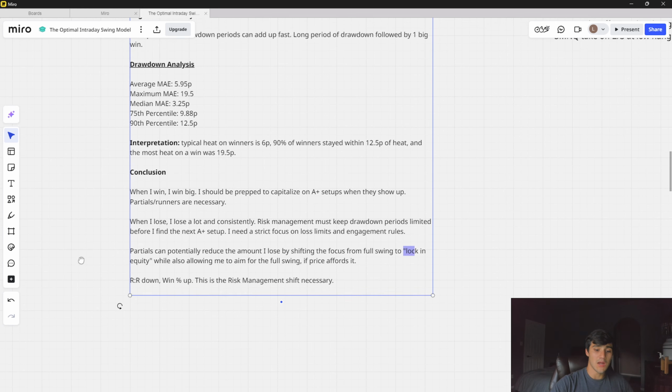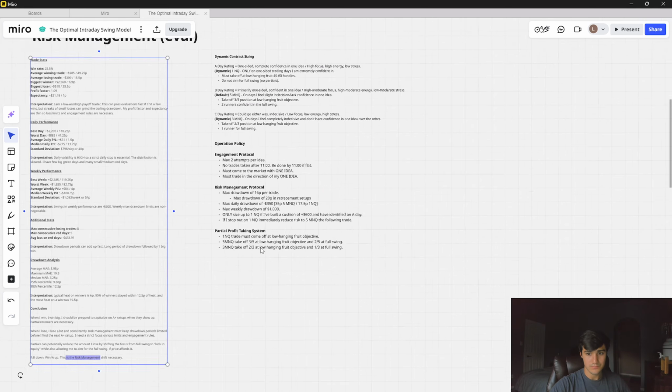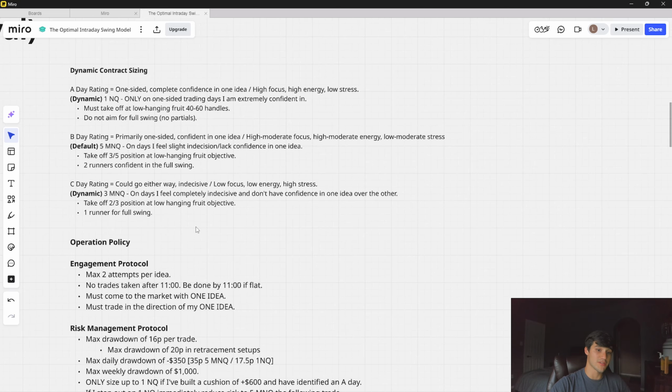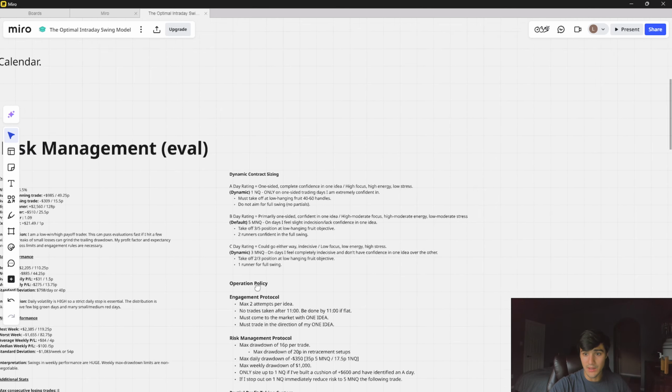So the aim that I'm going for right now is risk to reward ratio down, win percentage up. The risk management shift necessary. This is it. Now here's the actual protocols that I'm going to implement from the data and the analysis that I just went through.